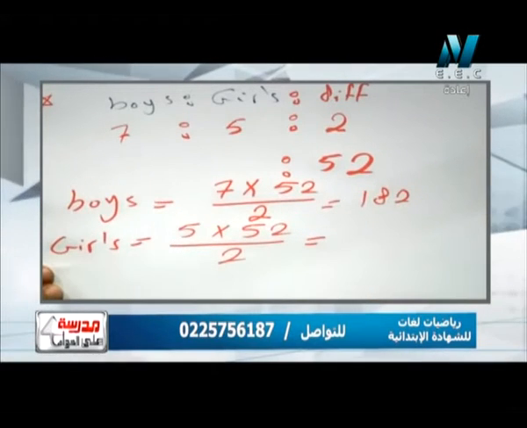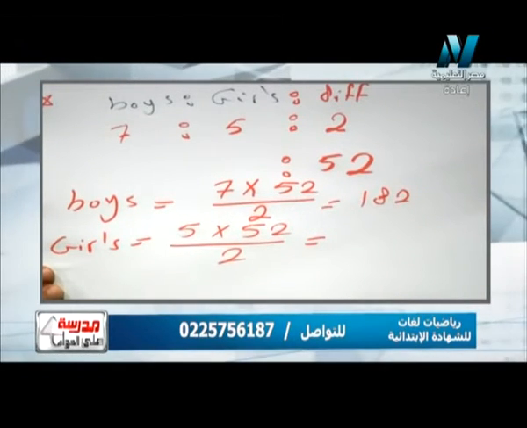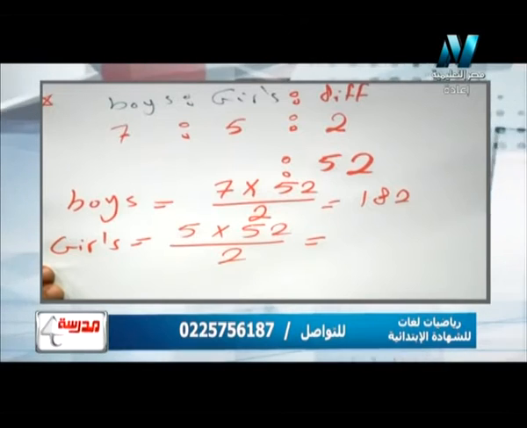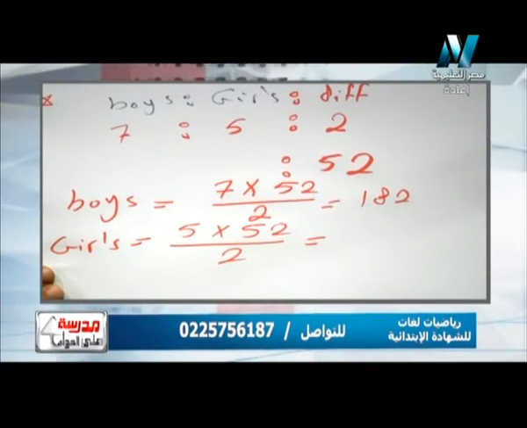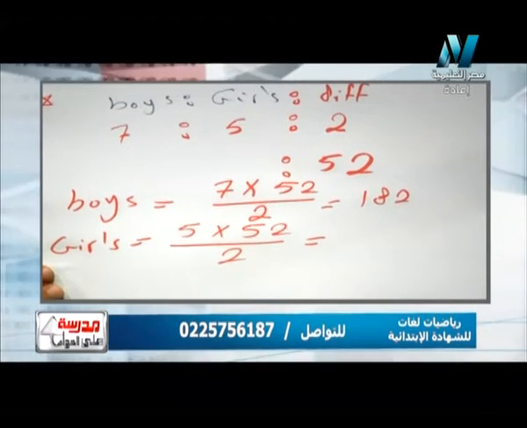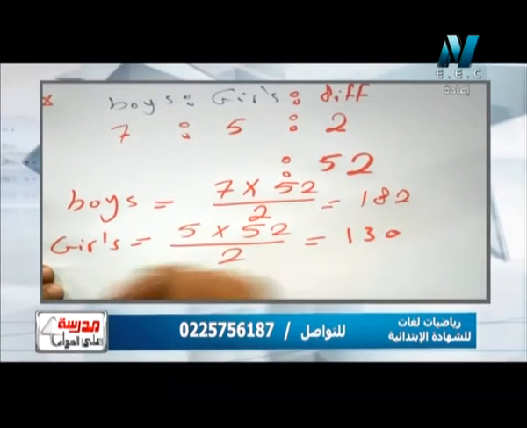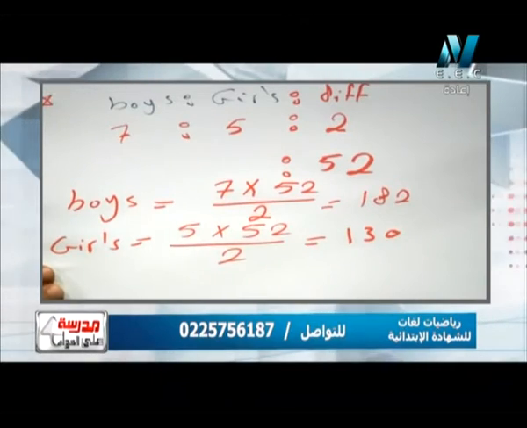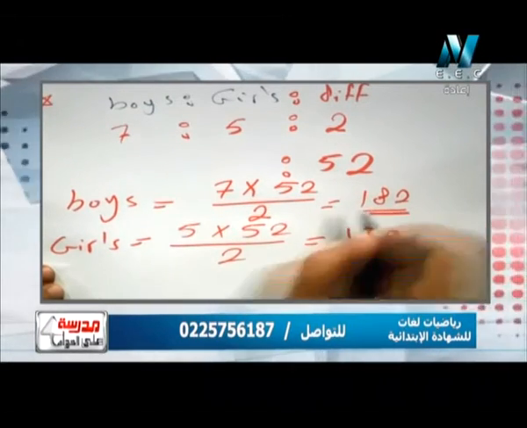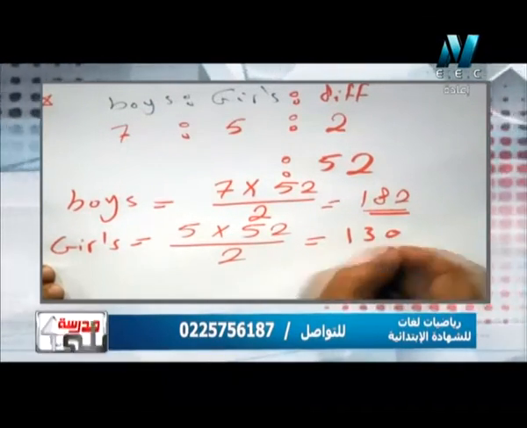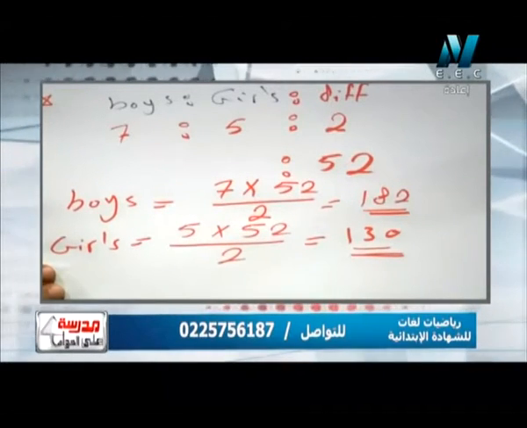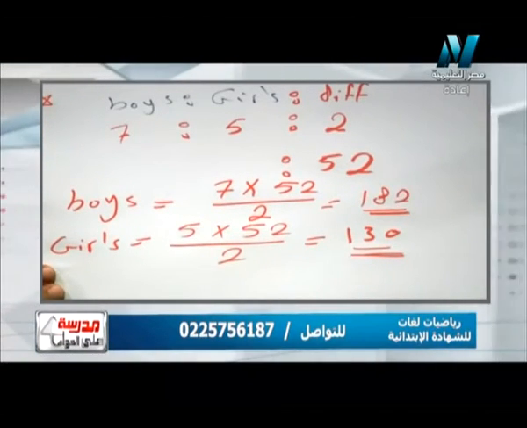By the same way, we can multiply 5 times 52, divide the result by 2 to get 130. It's so easy, my dear students, to get the result by using the calculator or by simplifying our numbers to get the number of boys and the number of girls.